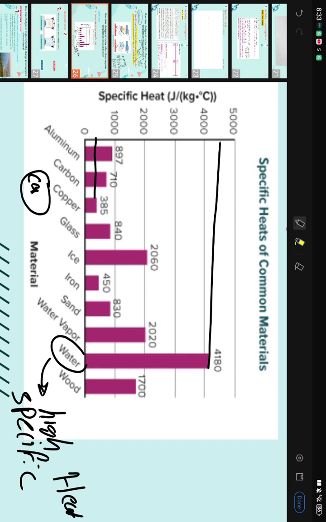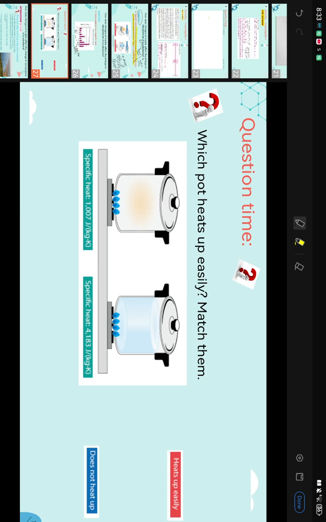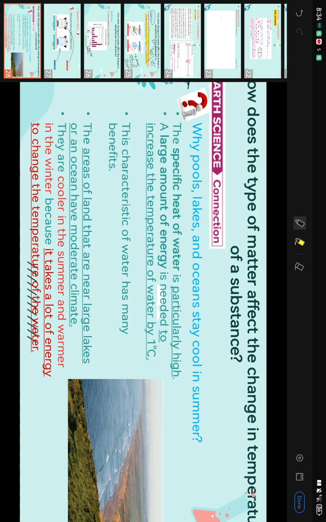Okay, so here we have a question. Which pot heats up easily? You have to match them. So please look at the value of specific heat for both of them. This one has a higher specific heat, so it takes a lot of time to heat up. This one does not heat up easily, and this one has the lowest specific heat.